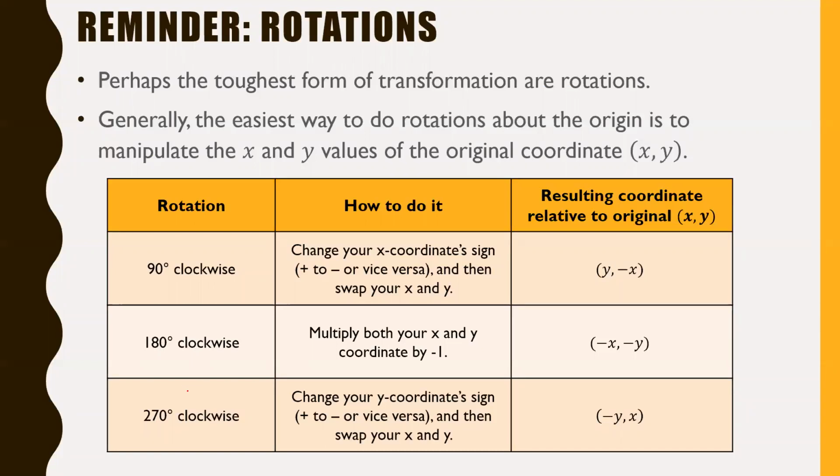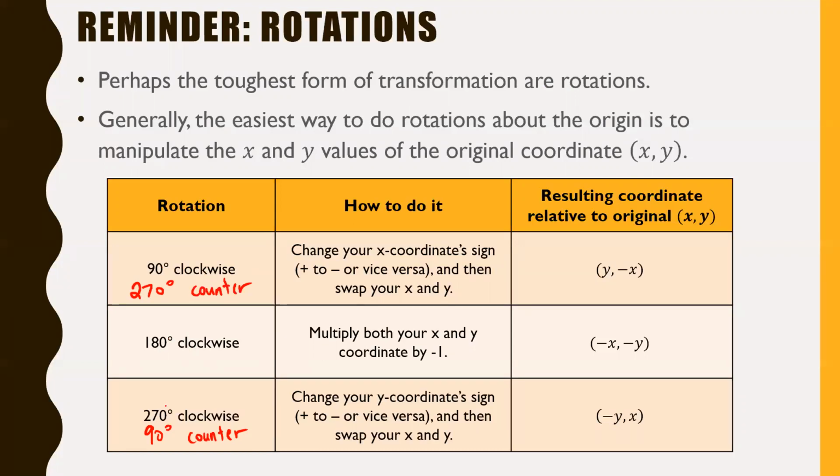If you were to go counterclockwise, you just have to understand that a 90-degree clockwise rotation is a 270-degree counterclockwise rotation. 180 degrees clockwise is the same thing as 180 degrees counterclockwise, but 270 degrees clockwise is 90 degrees counterclockwise. So it's really important to understand that you can convert between a clockwise and a counterclockwise rotation. They're just kind of like flips of each other.